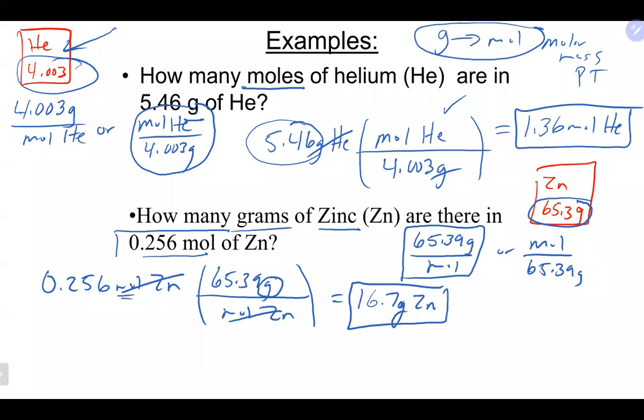Which part there? How math wise I got 16.7? Is that what you're asking? So this is basically just like the conversion factor dimensional analysis we were doing, coming back and dividing by what's on the bottom. We basically took 0.256 times 65.39. Same thing here: this is on top, so we multiply 5.46 times 1, and then come back and divide by what's on the bottom, which was 4.003. So it's the same thing that we did with dimensional analysis.